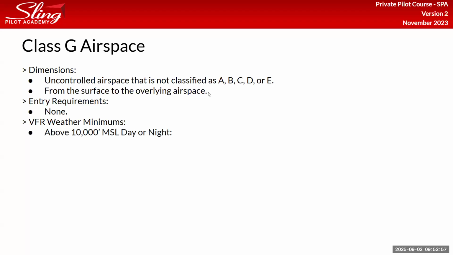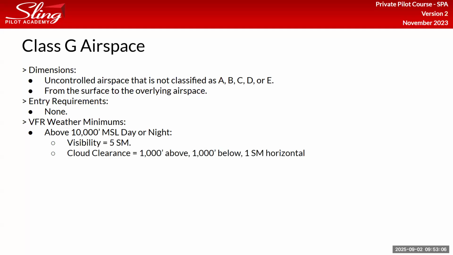We already talked about no entry requirements for Class Golf because it is uncontrolled. They don't care what you're doing out there. And minimums: day or night above 10,000 MSL, 5 statute miles of visibility, and 111. This is similar to what we just wrote for Echo above 10,000, right? Same thing. 5-1-1-1. 1 statute mile visibility horizontal from the cloud. 1 statute mile from the cloud.